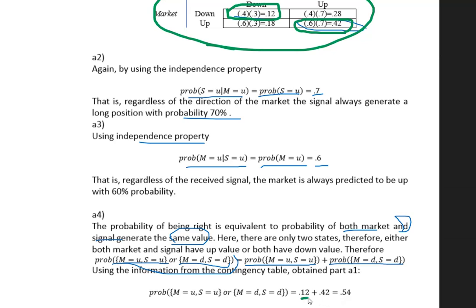12% plus 42%, which is equal to 54%. Well, it's interesting, this guy uses some coin and gets an accuracy of 54%.